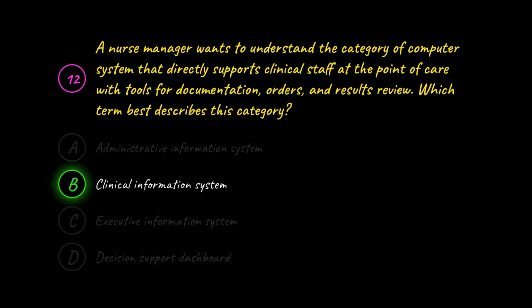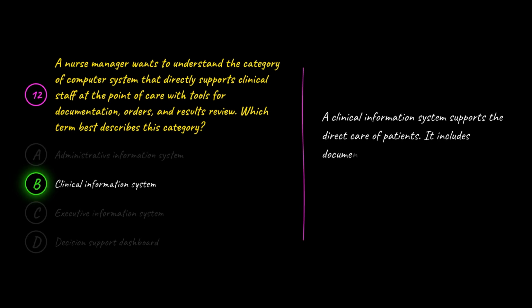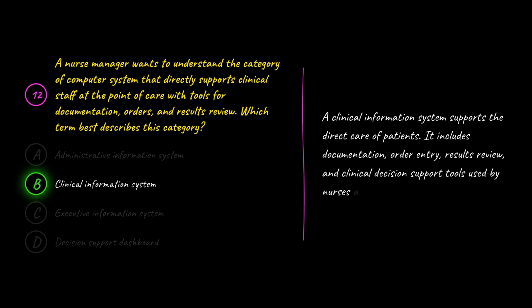The correct answer is B. Clinical Information System. B is correct because a clinical information system supports the direct care of patients. It includes documentation, order entry, results review, and clinical decision support tools used by nurses and physicians.